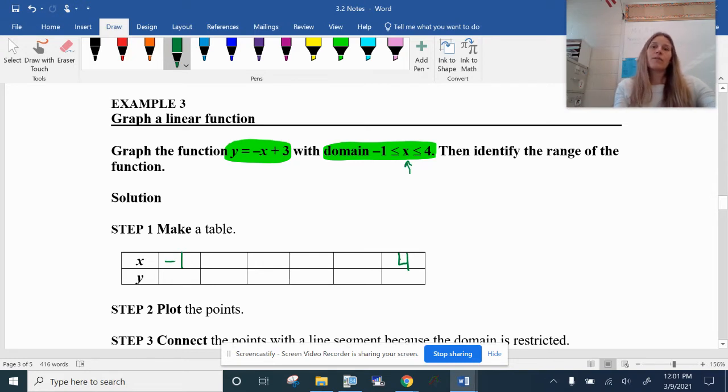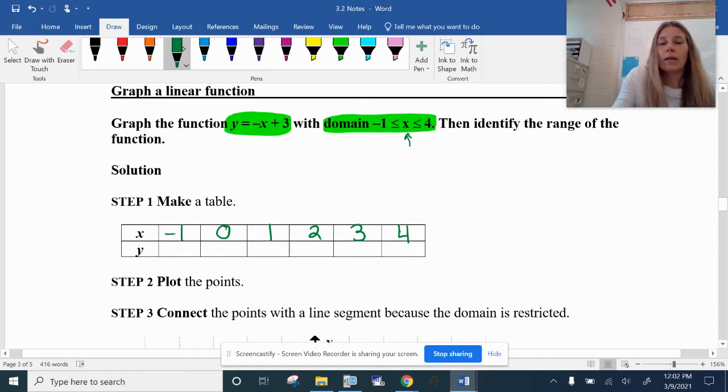Now, it's easiest if you just pick integers for the most part, because they're going to be a lot easier to substitute in. Like, why would I want to pick a fraction or a decimal if I didn't need to, right? So I'm going to start with the -1, and then I'm just going to go up 0, 1, 2, 3, and 4. And of course, all the fractions and decimals in between those numbers would be included on our graph anyway.